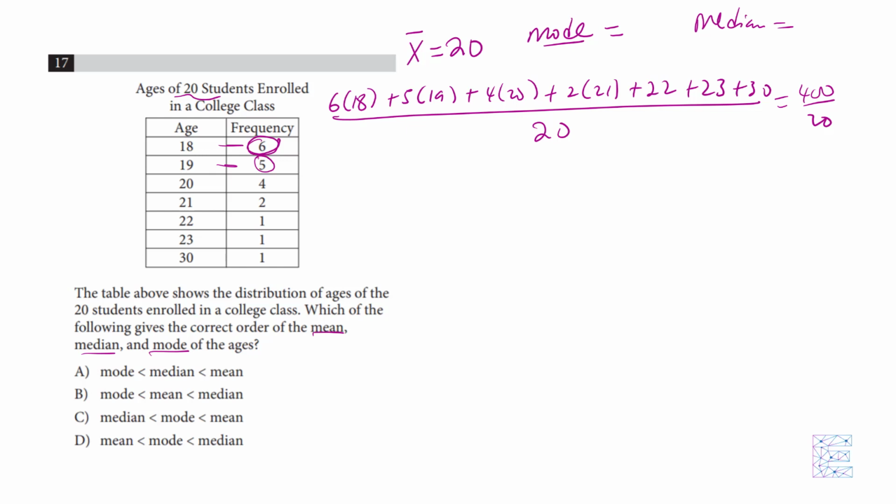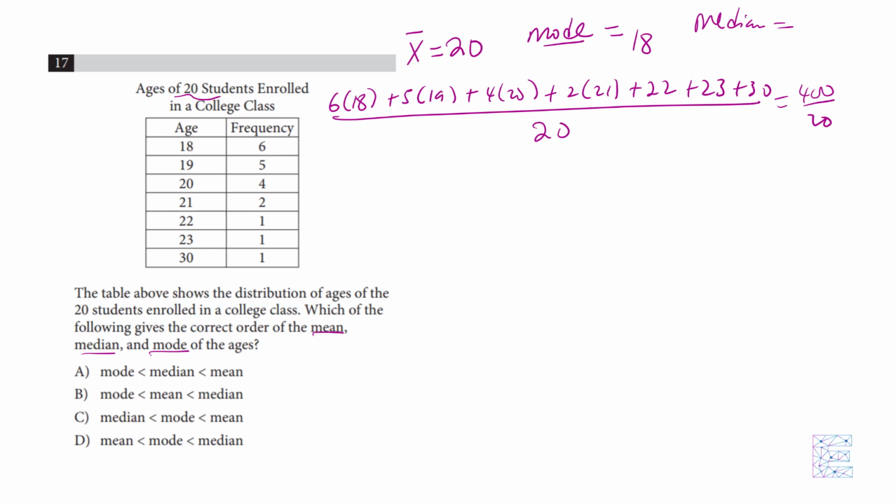Now let's find the mode. Once again, mode is the number that shows up the most. Thankfully, we have frequency to help us out. The frequency of 6 is the highest, so we know age 18 is the mode. So mode is 18. And last but not least is the median.